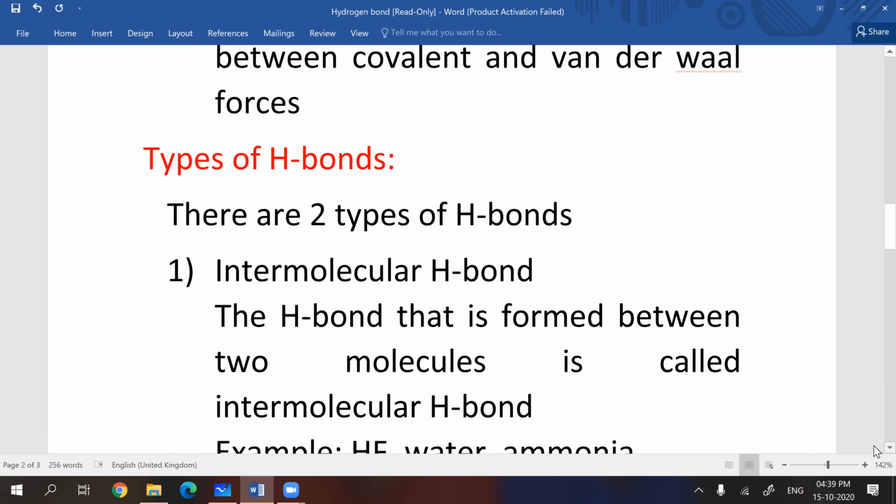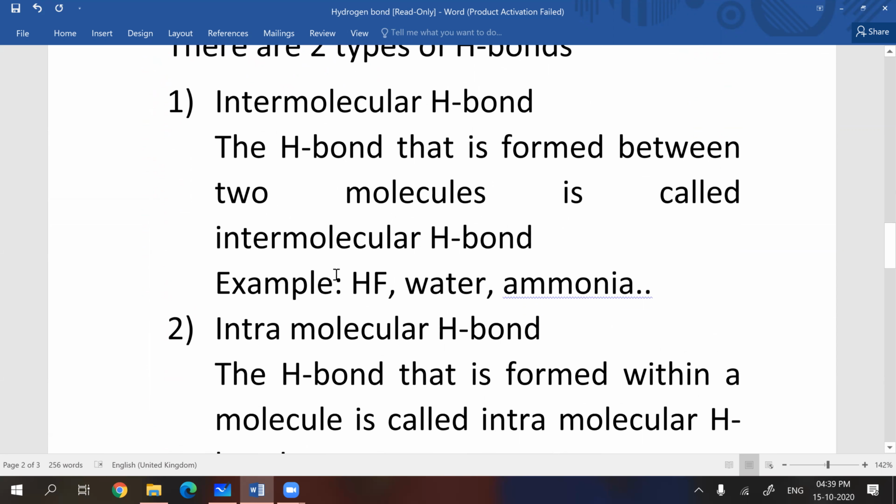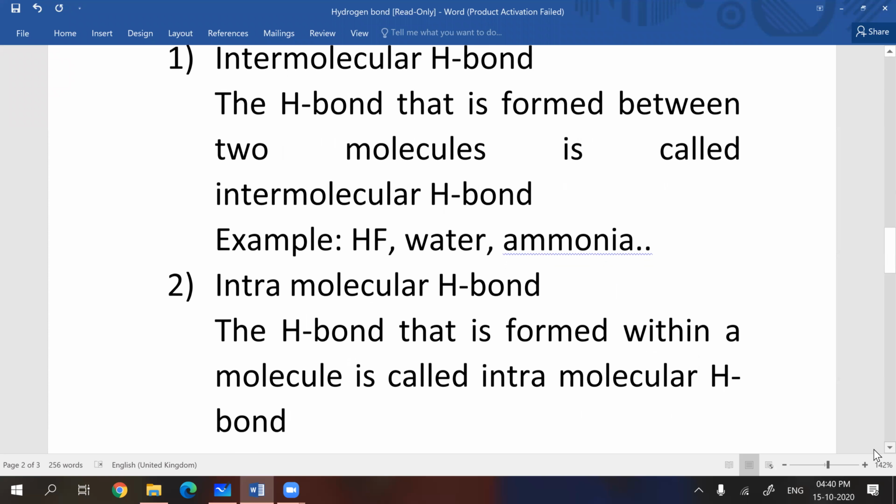Now let's see what are the types of hydrogen bonds. There are two types of hydrogen bonds, intermolecular and intramolecular. Intermolecular means the hydrogen bond is formed between two molecules. Examples are hydrofluoric acid, water, ammonia, etc. Whereas an intramolecular hydrogen bond is the bond formed within a molecule.